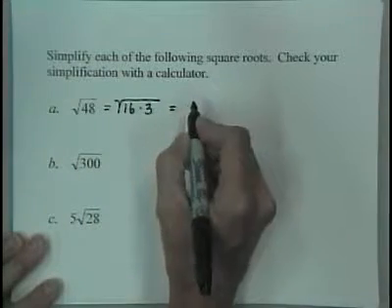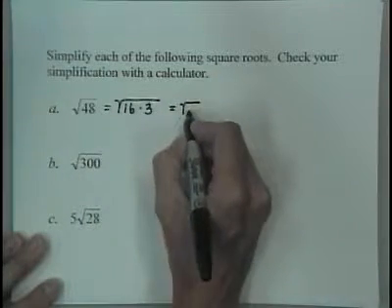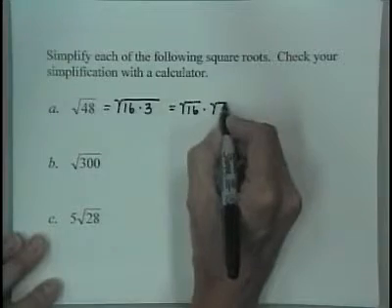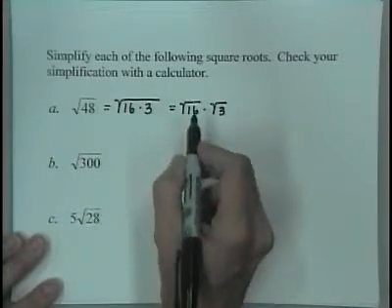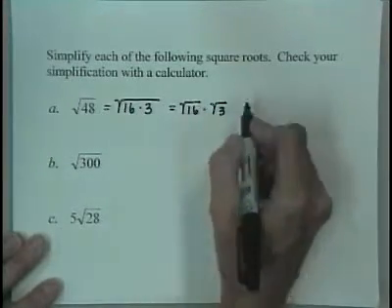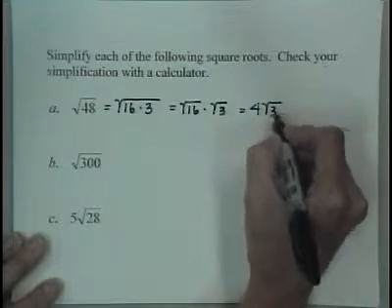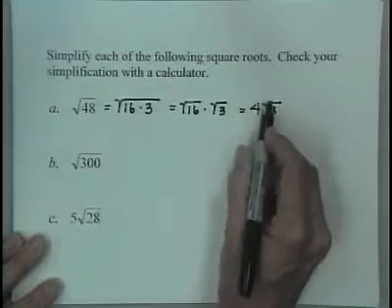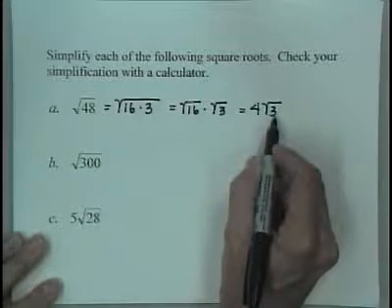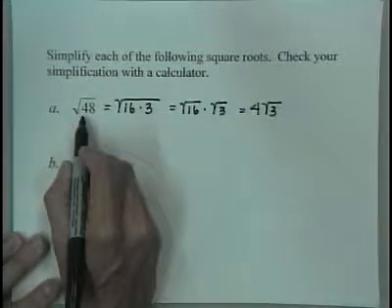Now, since 16 and 3 are both real, I can break this into the square root of 16 times the square root of 3. And I know that the square root of 16 is 4. There is no exact square root of 3, so I leave the square root of 3 as it is. And 4 square roots of 3 is the simplification of the square root of 48.